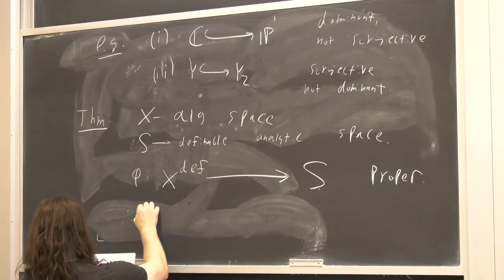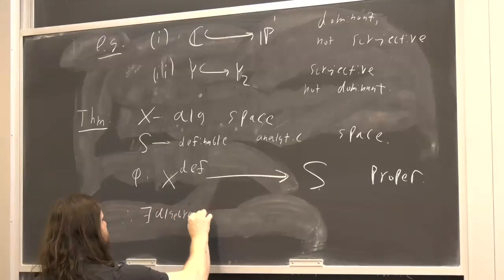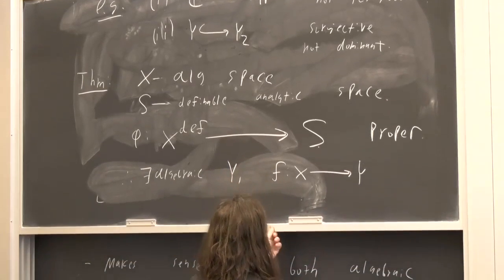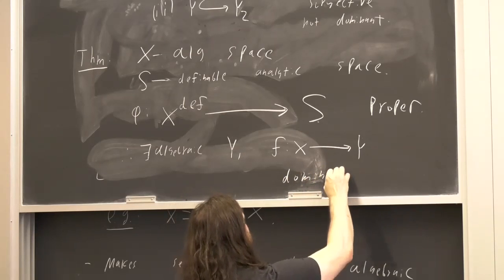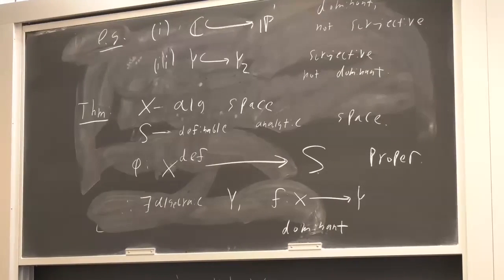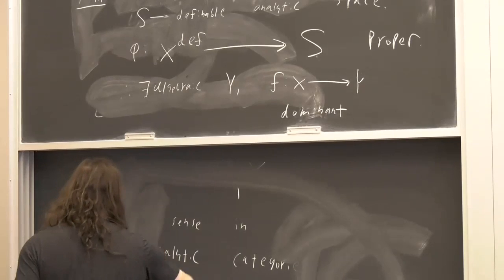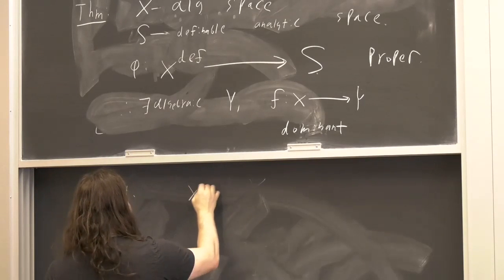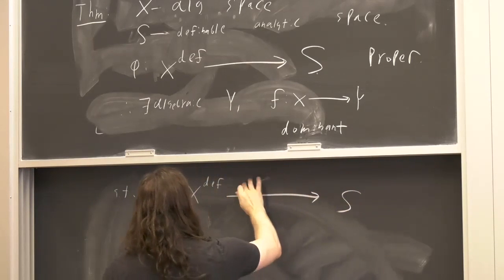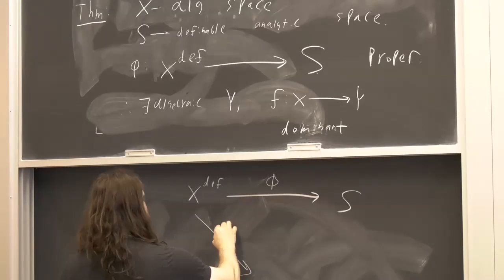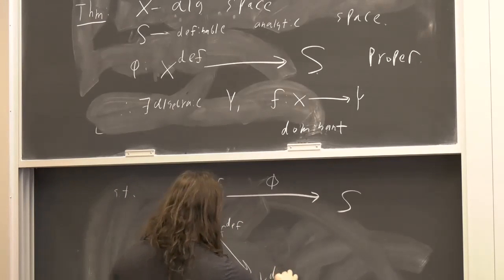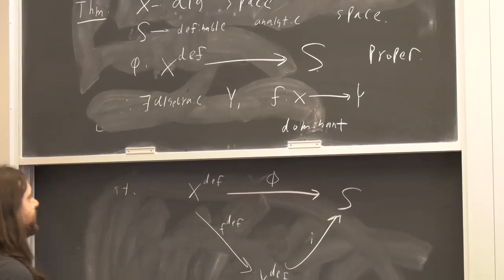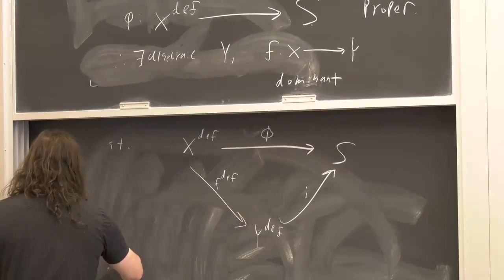Then there exists an algebraic space Y and a map f from X to Y, which is dominant, such that you have the following diagram. Here you have the map you started out with, phi, here you have the definabilization of f, the definabilization of Y, and here you have this map i, such that i is a closed immersion.